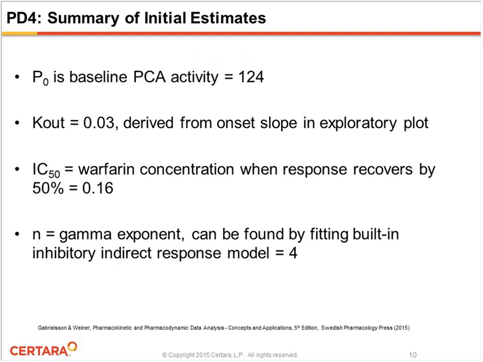Okay, so a summary of the initial estimates in the turnover model, the P0 is the baseline PCA activity, and that's 124. That's coming from the input data set, the response at time 0. The K out is 0.03, derived from the onset slope in the exploratory plot. IC50, warfarin concentration when response recovers by 50% is 0.16. And then our last parameter is N, that's the gamma exponent, which can be found by fitting a built-in inhibitory indirect response model. And we'll see that an initial estimate of this will be 4.